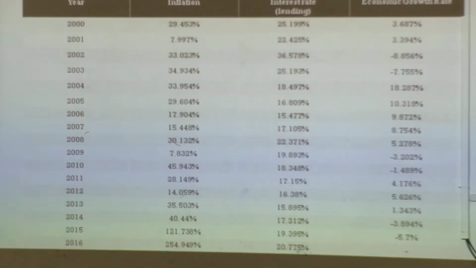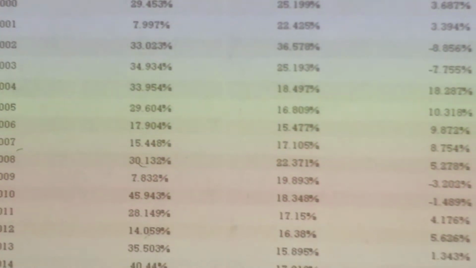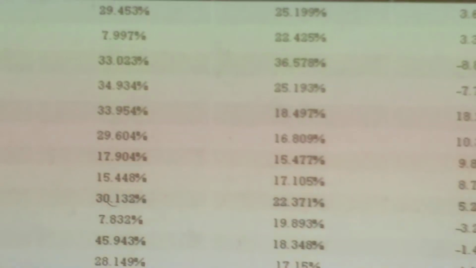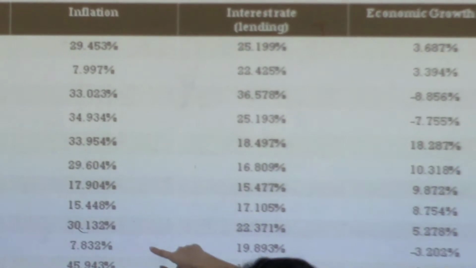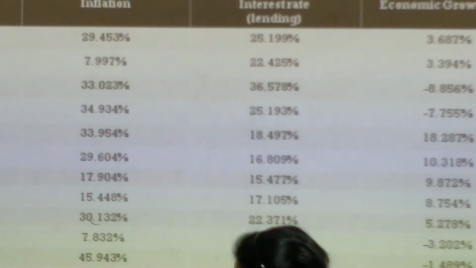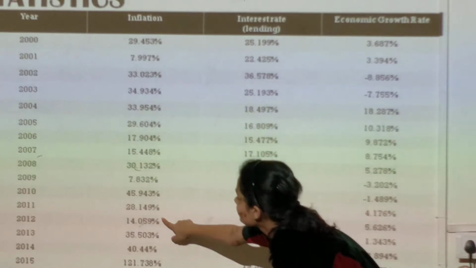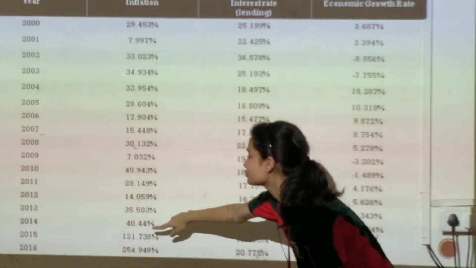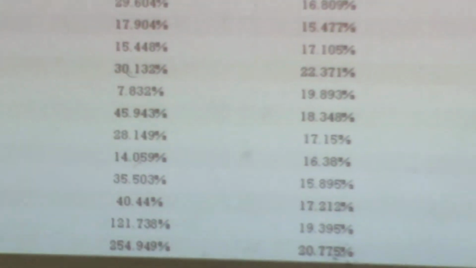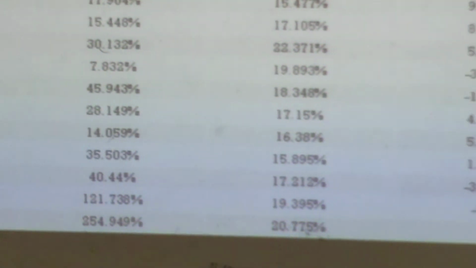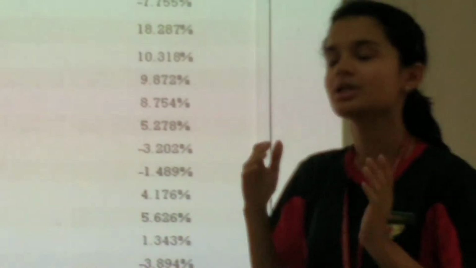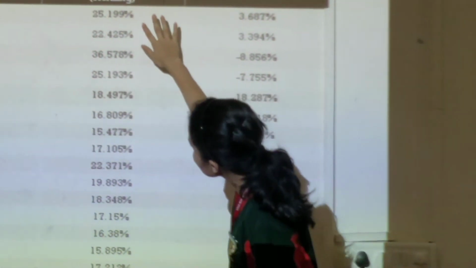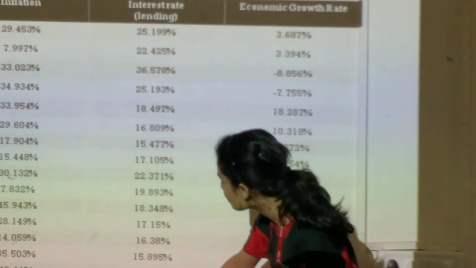So these are the statistics for inflation, lending interest rate, and economic growth rate in the country. As you can see, right from 2000, it's been a fluctuating interest rate until the year 2012, after which, until 2016, inflation has increased almost twofold every year, or even more in some years. Whereas you might expect that since there is hyperinflation in the country, the central bank would increase the interest rate, which has not happened. They have kept their interest rate somewhat consistent through the years.